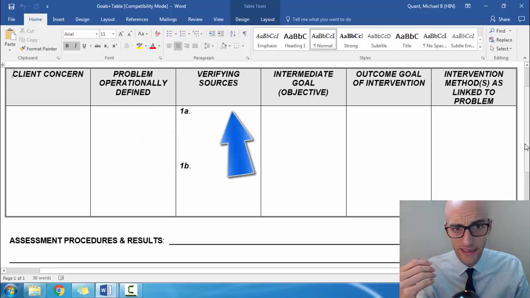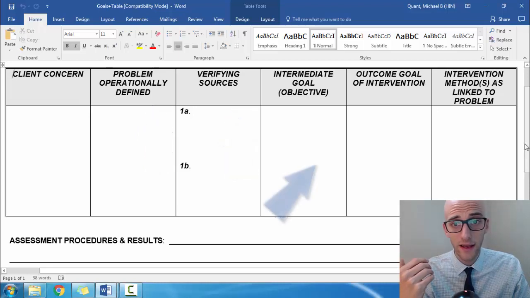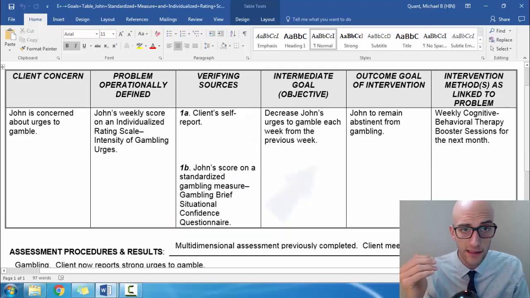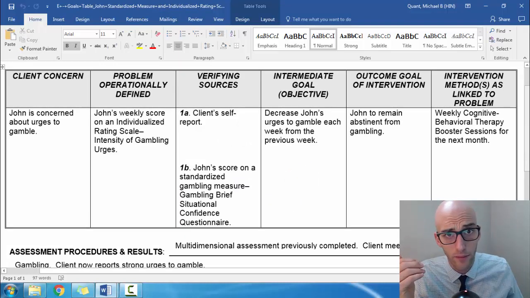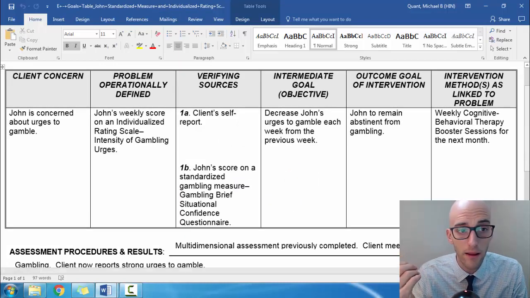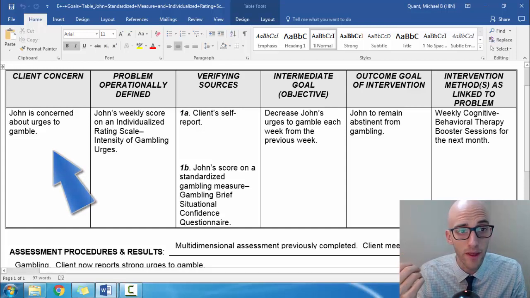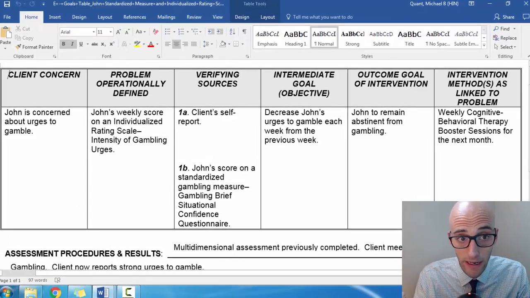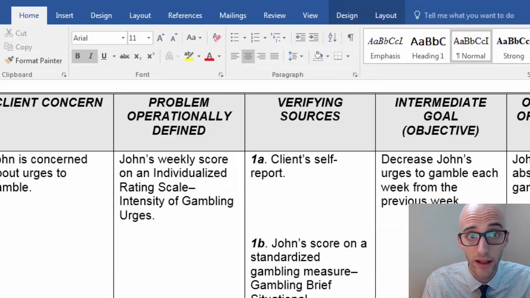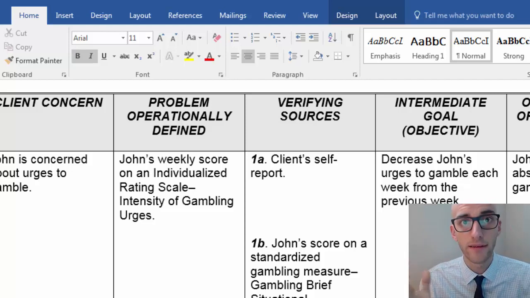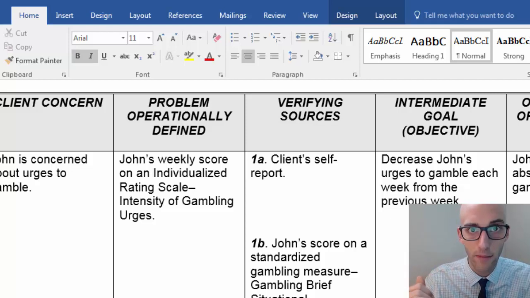Also, some of the concepts that we discussed were verifying sources, goals, and interventions. So this is an example of a completed goals table. Here could be an example of a client who's concerned about urges to gamble. So maybe somebody was referred to treatment due to concerns about a gambling problem. So an operationally defined problem here would be John's weekly score on an individualized scale of intensity of urges to gamble. So each week they would monitor or report on their urges to gamble throughout the week.